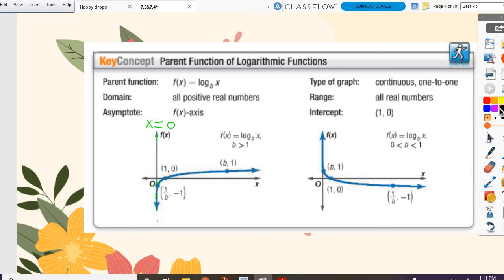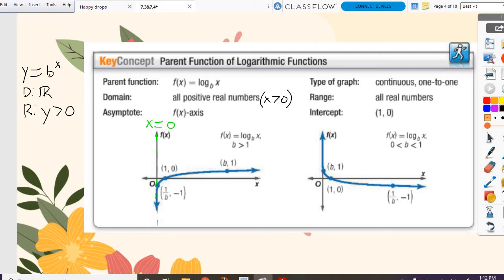So remember, for my y equals b to the x, our domain was always all real numbers, and our range was y is greater than 0. And because, remember, we switch our domain and our range because we switch our x's and y's to find our inverse, that's going to flip for our logarithmic graph. So now my domain is going to be x is greater than 0, and my range is going to be all real numbers.